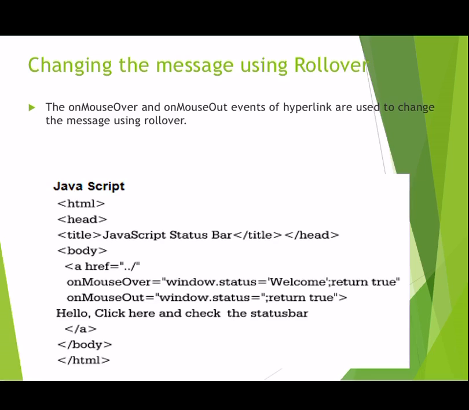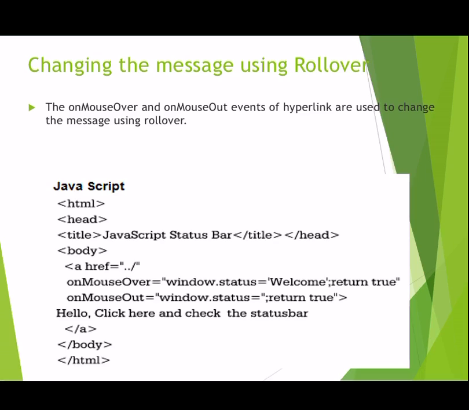Now the onMouseOut event: onMouseOut is equal to window.status, and just a blank is displayed. That is, you will specify two double quotes, which is nothing. So, semicolon and then return true.